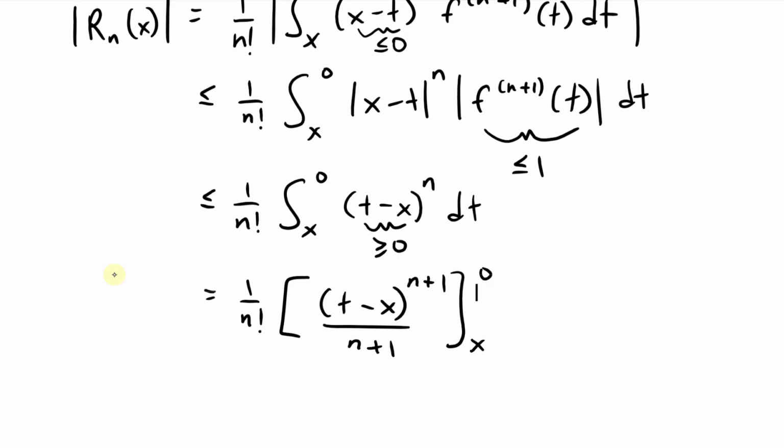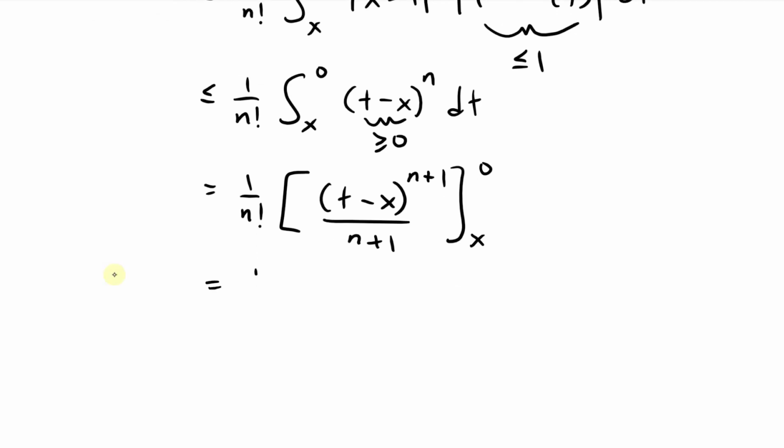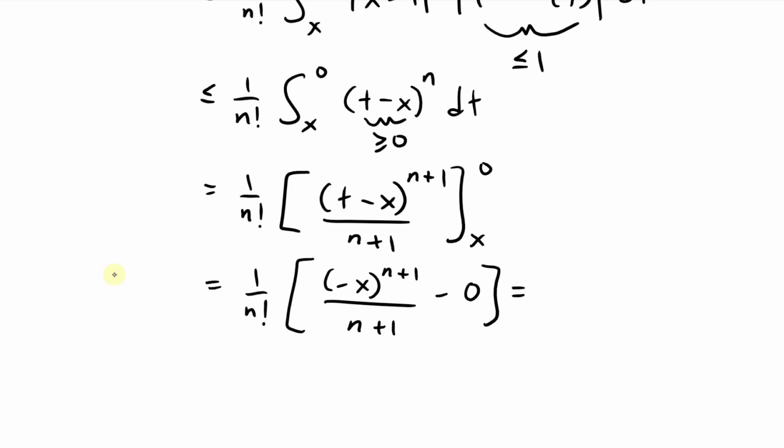So now, this is going to equal 1 over n factorial. And I'll plug in 0 into the t right there. So we are going to have negative x to the power of n plus 1 over n plus 1, and now minus x. When you plug in x, that just vanishes, so we're just going to get a minus 0. In other words, this just equals negative x to the power of n plus 1.